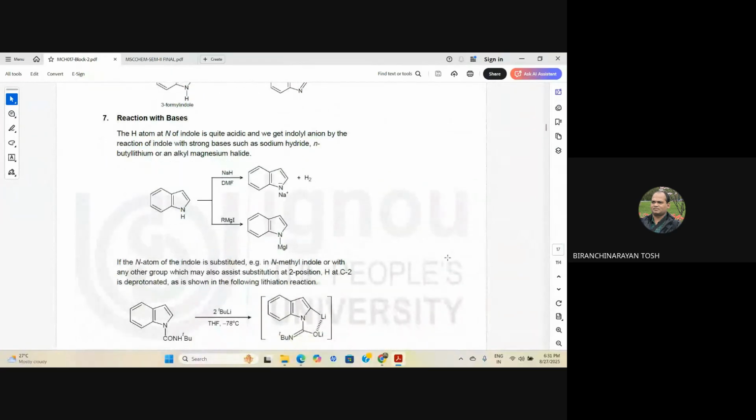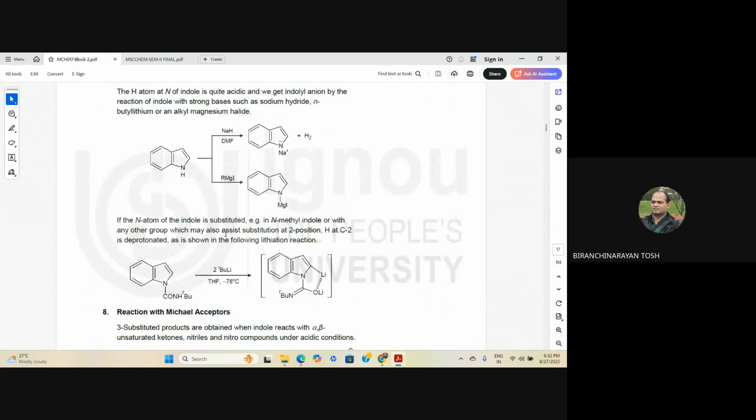Reaction with bases. The hydrogen atom at nitrogen of indole is quite acidic, and we get the indolyl anion by the reaction of indole with strong bases such as sodium hydride, n-butyllithium or alkyl magnesium halide. So this hydrogen will be removed and Na plus will be attached. That's why it will react with a base, sodium hydride or alkyl magnesium iodide, Grignard reagent. So MgI will be attached here or Na plus will be attached here.